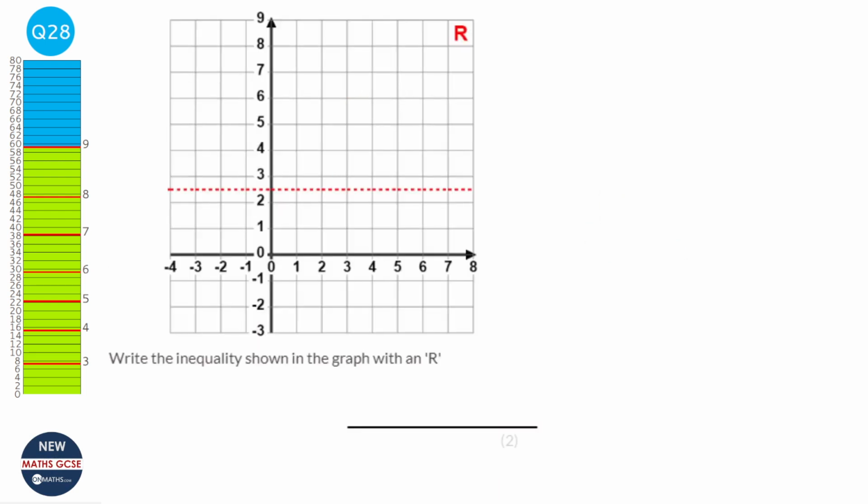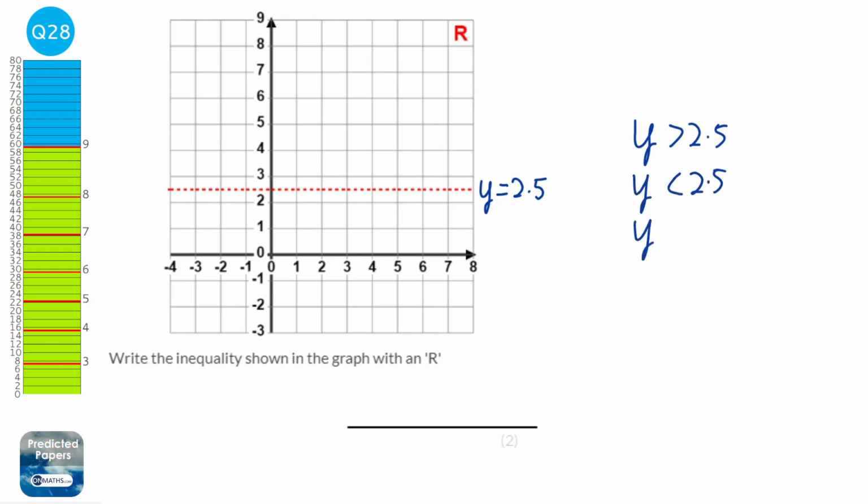We've got to first of all work out the equation of the line given to us. And it's horizontal, so it's going to be a y equals line, and it crosses the y-axis at 2.5. So it's going to be the line y equals 2.5. Now, there are lots of different inequalities that would involve the line y equals 2.5. We've got y is greater than 2.5, y is less than 2.5, y is greater than or equal to 2.5, and y is less than or equal to 2.5. So we've got to work out which one of these it is.